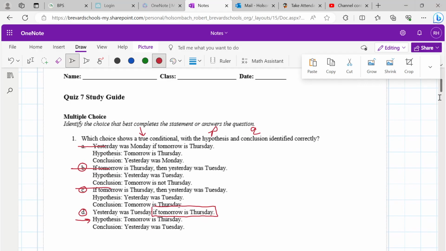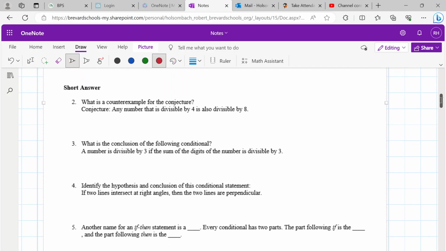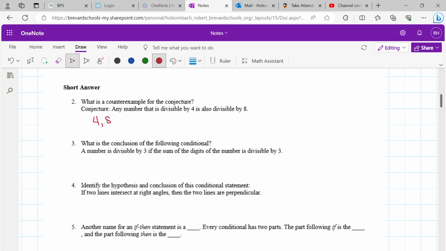All right, so let's look at number 2. Number 2 asks, what is a counterexample for the conjecture? The conjecture is any number that is divisible by 4 is also divisible by 8. So what we're going to do here is list the numbers that are divisible by 4. So 4 goes into 4 evenly. It goes into 8 evenly. 12, 16, 20. I mean, there's the first 5 multiples of 4.